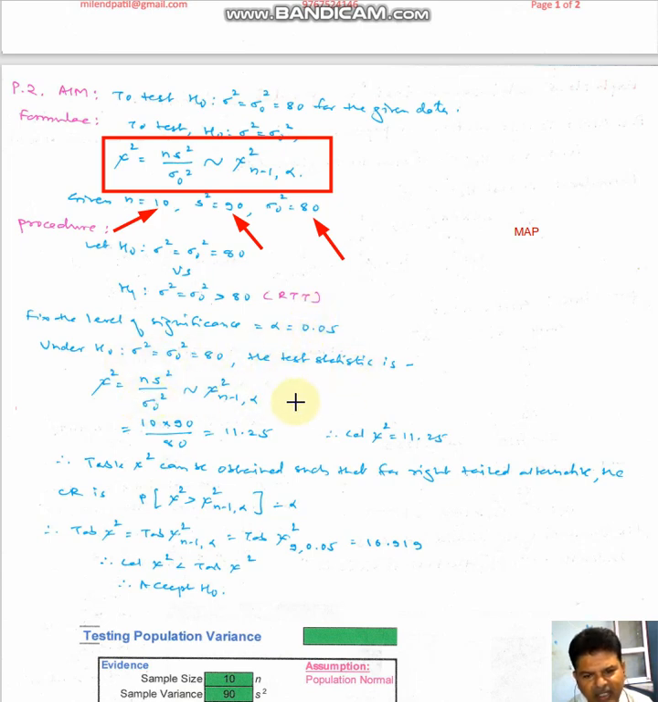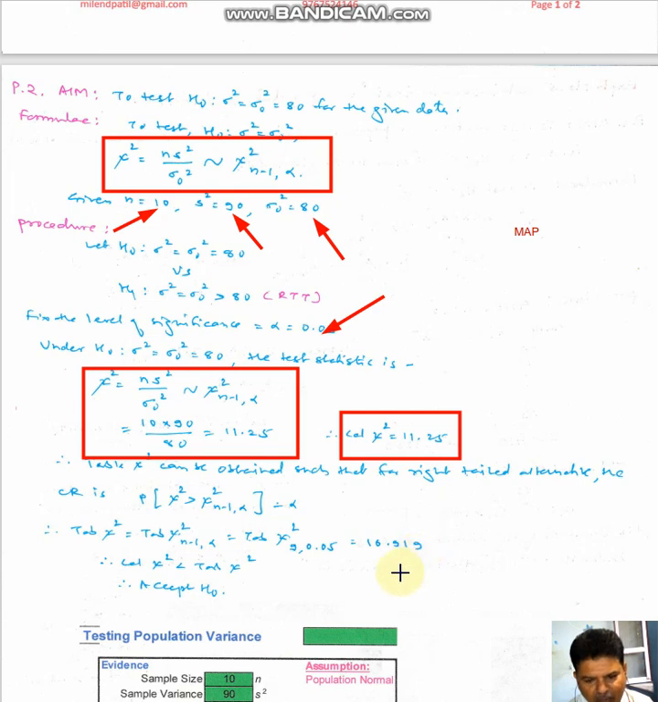What is the level of significance? The level of significance is alpha. If you calculate this value, how much am I getting? See, this is the value. The calculated chi-square is 11.25. And now we have to check the table value. The table value for n minus 1 and alpha, that is 9, is the same value, 16.919. So the calculated chi-square is 11.25 and the table chi-square is 16.919. Therefore, calculated chi-square is less than table chi-square, so we accept H naught.